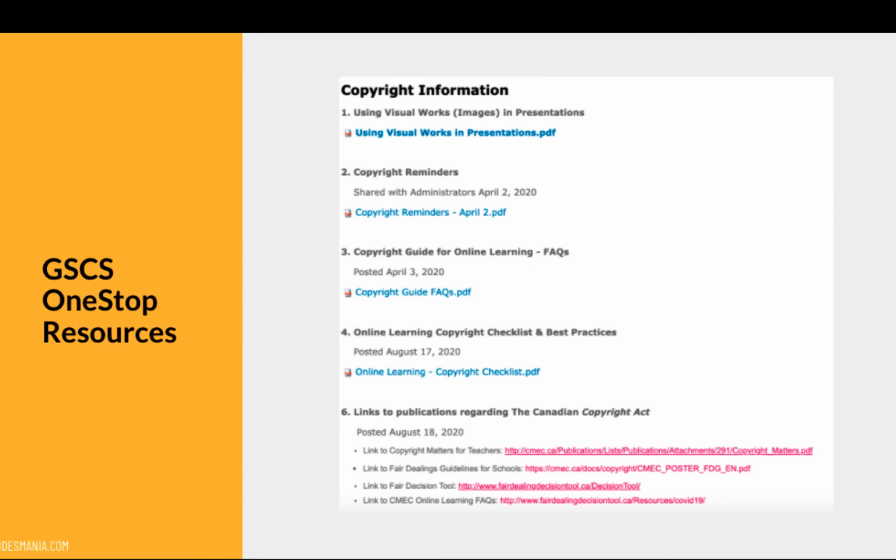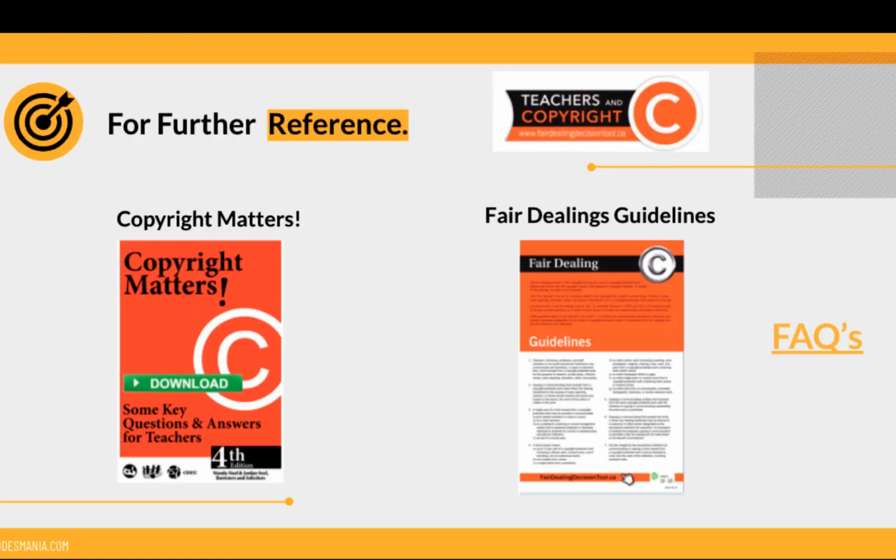Teachers should continue to reference the Fair Dealing Decision tool for copyright questions. In addition, GSCS has developed a number of copyright support documents that are located on OneStop. You can find the link in the speaker's notes. CMEC, or the Council of Ministers of Education Canada, have a number of resources that have been developed for educators. The Fair Dealings Guidelines also have a frequently asked questions section linked on the above slide. All of the links to CMEC resources can be found on our GSCS OneStop site.